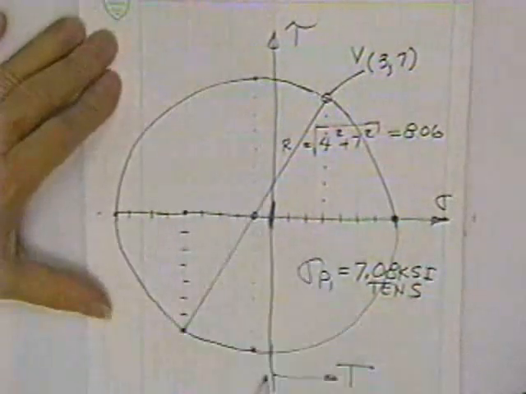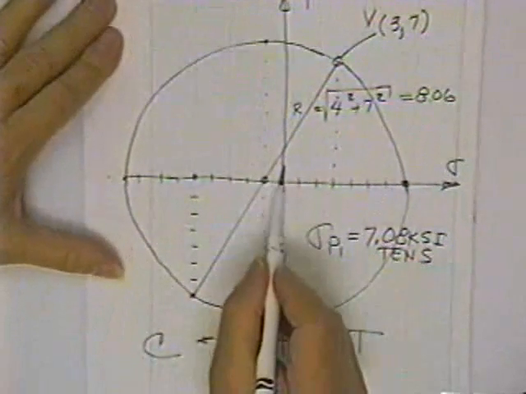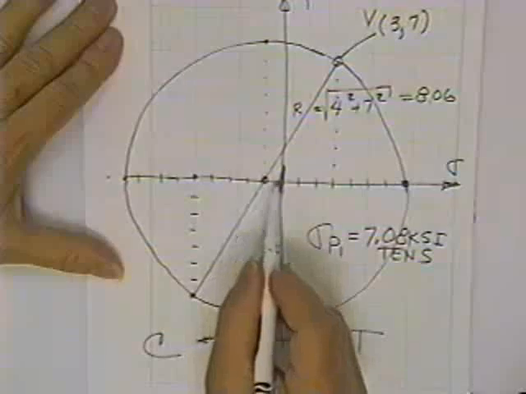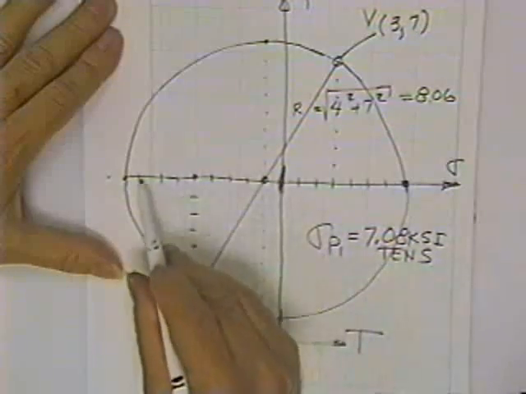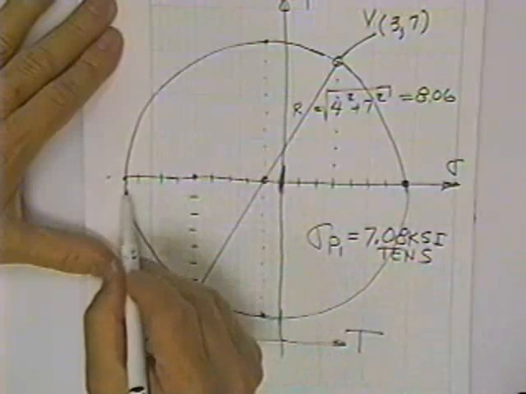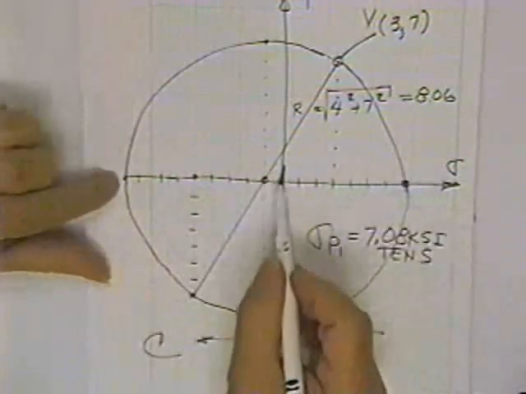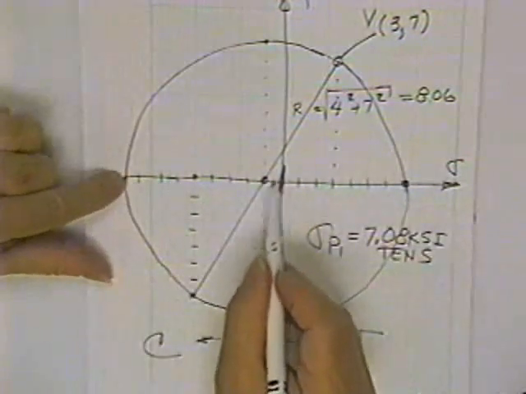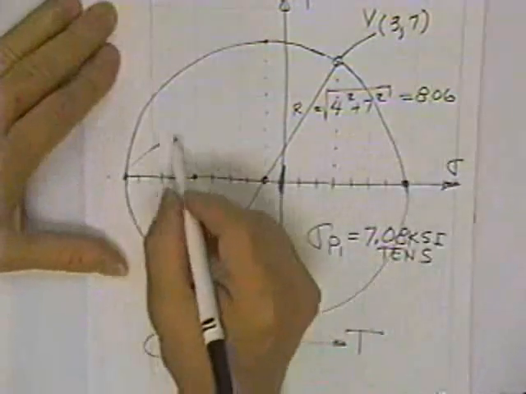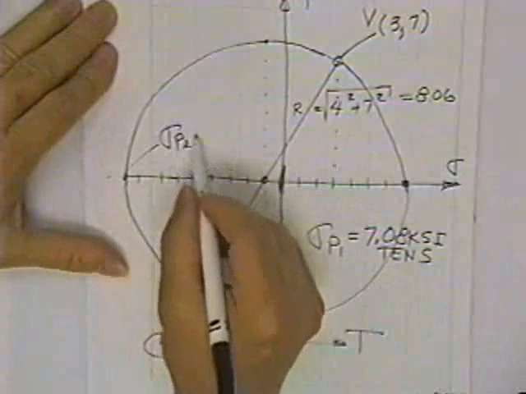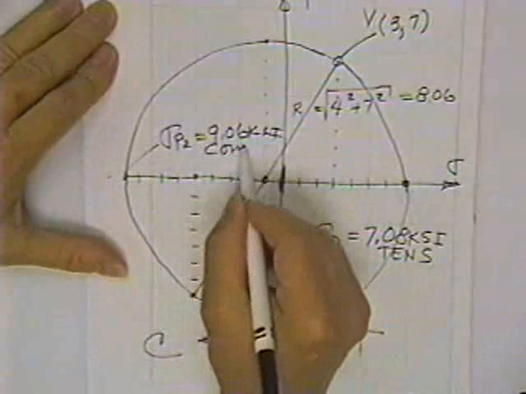The biggest compressive stress, this is the compression side, is, you don't measure from the center of Mohr's circle, you measure from the axis. 1, 2, 3, 4, 5, 6, 7, 8. Something's fishy here. I'm supposed to add, well, I don't know, it's a pretty bad circle. But I'm supposed to add a radius plus 1. So it's got to be 9.06 whether I plotted it right or not. Sigma principal 2 is 9.06 KSI compression.